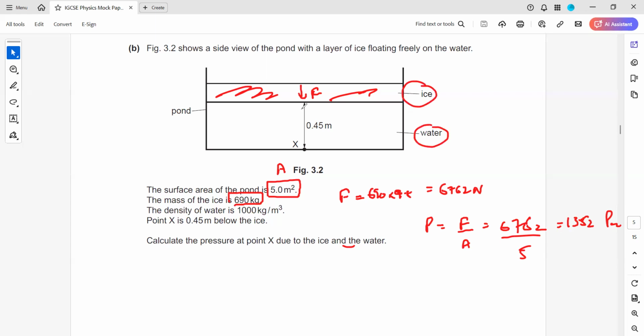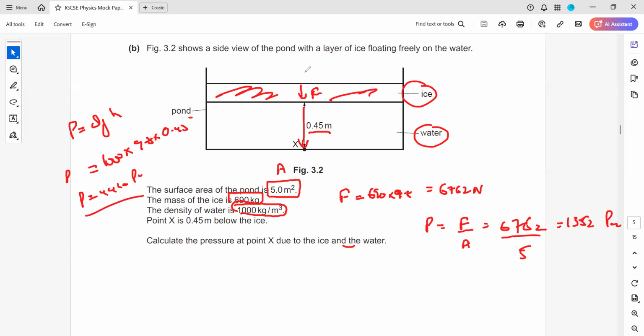Then what is the pressure exerted by the water at the depth of the point? If I need the pressure, we need the density, gravity, and depth. The density of water is 1,000, gravity is 9.8, and the depth is 0.45. That gives 4,410 Pascal. So what is the total pressure? The ice is exerting a pressure, and this is the pressure exerted by the water. The total pressure will be the sum of the pressure of the ice plus 4,410. What is the sum? 5,762.